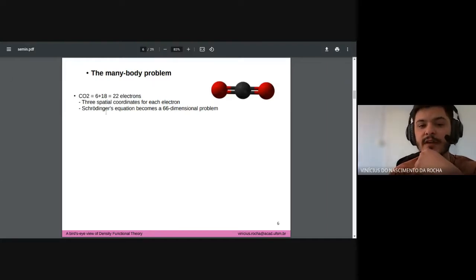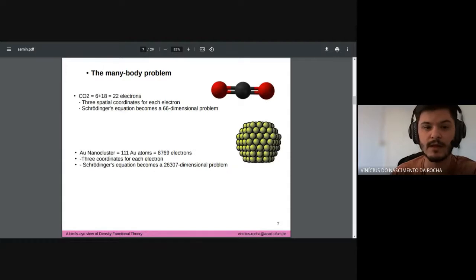Even with this simplification, the Schrödinger equation is impossible to solve for a system that's not a hydrogenoid system. The wave function is a function of 3N variables. That is, three variables for each electron. So, for example, for the CO2 molecule, we have a 66-dimensional problem. And for example, for a gold nanocluster with 111 gold atoms, we have a problem of 26,307 dimensions.